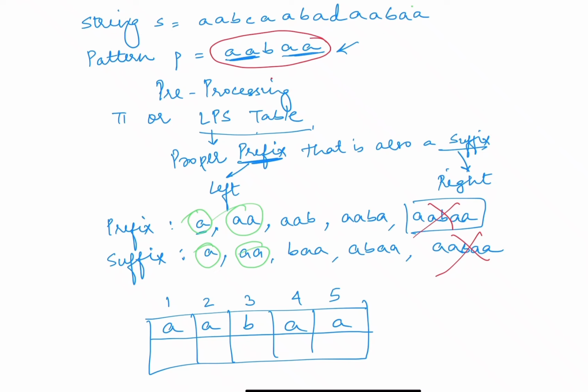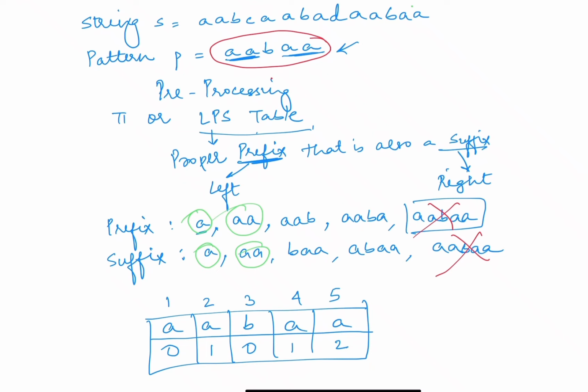So A, this is the first occurrence in the string, so we will mark it as 0. Then again we are seeing an A. Has this come earlier? Yes, it has come, at index number 1. Then we are at B. Has B occurred earlier? No. So it is 0. Has A occurred earlier? Yes. It has occurred at index number 1. Okay. Has A occurred earlier? Yes. It has occurred at index number 2.